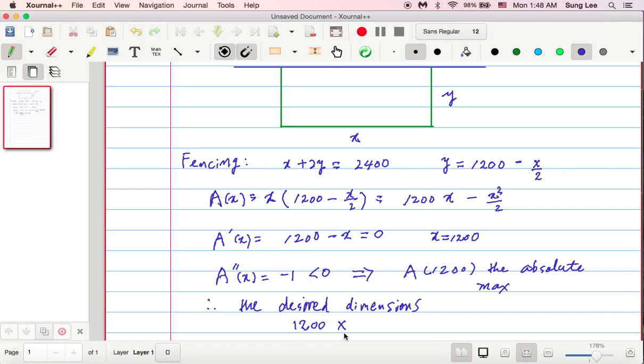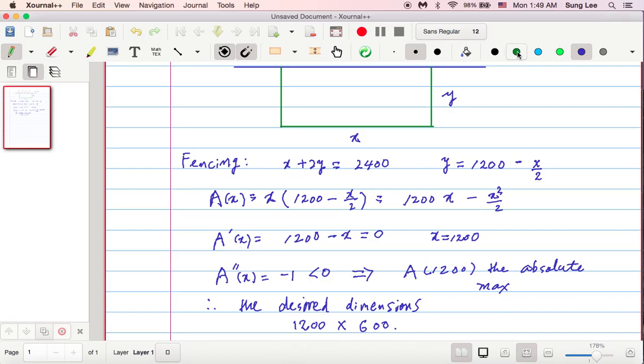So 1200, and y is given by 1200 minus x over 2, right? So 1200 minus x over 2, that's going to be 600. So y equals 600. So 1200 feet times 600 feet, that is going to be the desired dimensions.